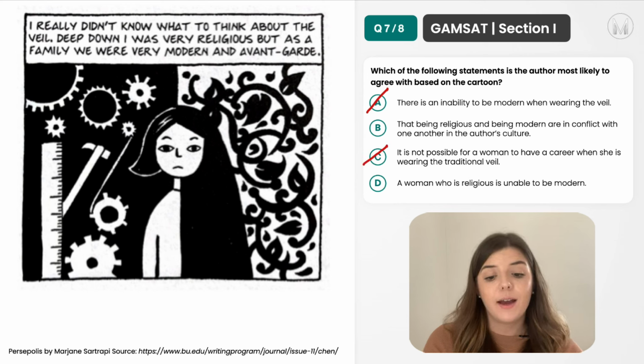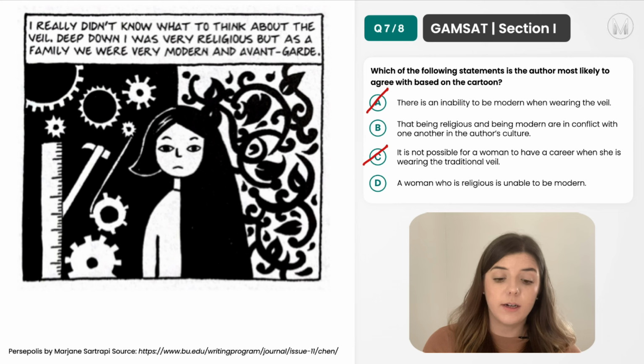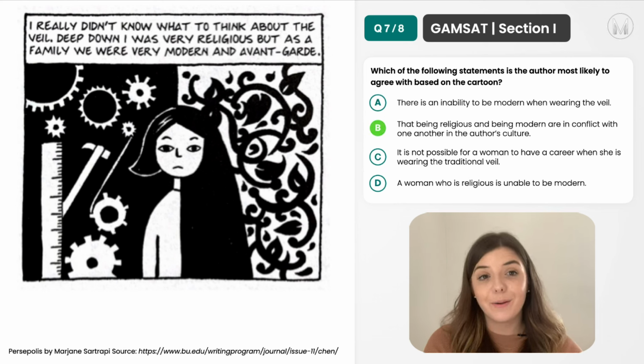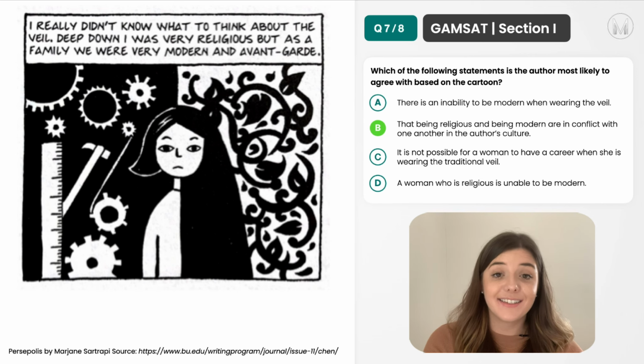Option D, a woman who is religious is unable to be modern. That's not what she's saying. She is actually very religious. It's just simply this wearing of the religious symbol. And she is also saying that she's modern. So she's actually saying that she is religious and modern. So option D is not correct either. And therefore option B is the correct answer to question 7.